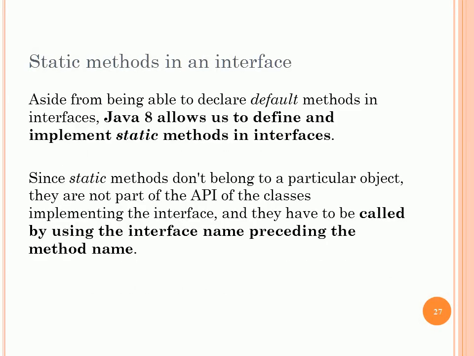Static methods in interface. Aside from being able to declare default methods, we could as well declare and define static methods in Java 8 and above versions. Since static methods, as we studied before, don't belong to a particular object, they belong to the class. So in order to call any static method, we need to use the class name dot the static method name.